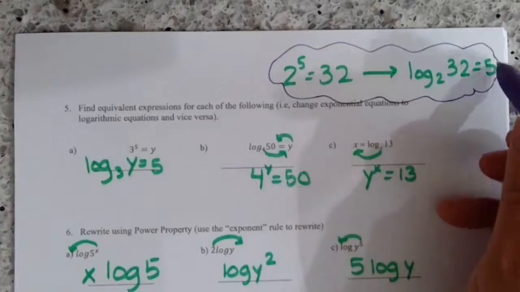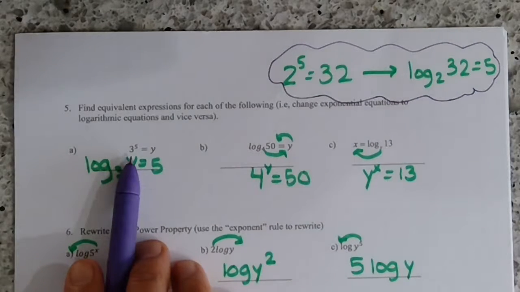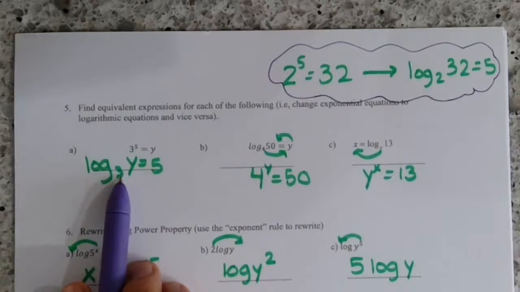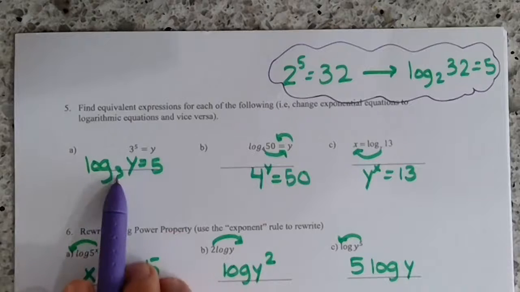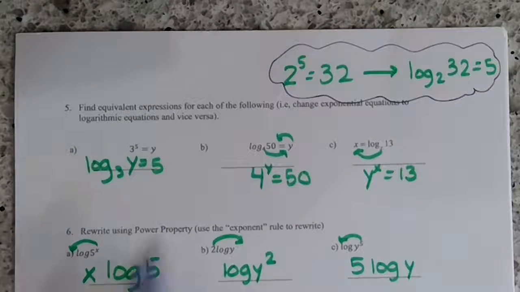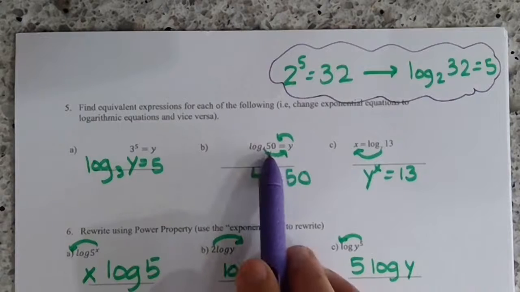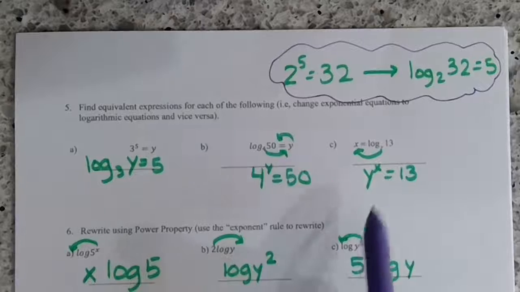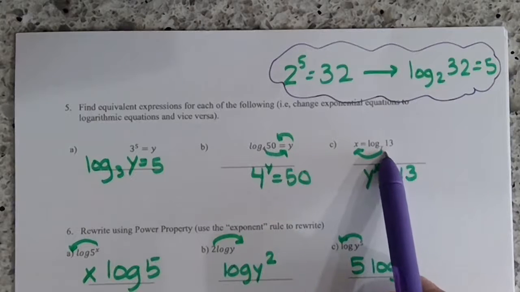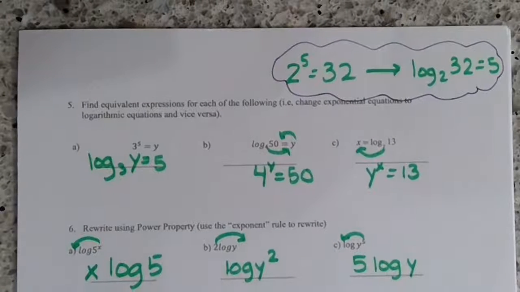And that's how I remember it. Okay, 2 to the fifth is 32. So we're going to take this one. Log base, your base is 3, y, the fifth. So 3 to the fifth equals y. This one is already in logarithmic, so I'm going to do it to exponential. Logarithmic, I just remember that little cycle. 4 to the y equals 50. Same thing. Logarithmic, so this is going to be y to the x equals 13.